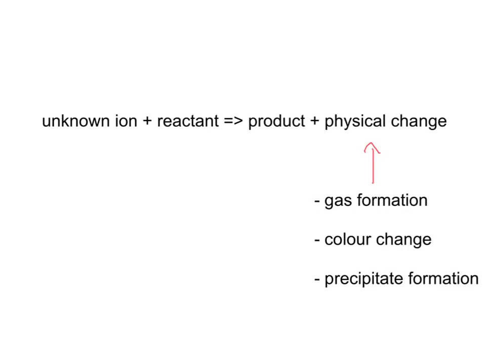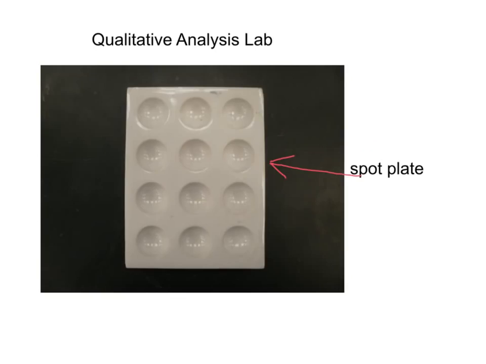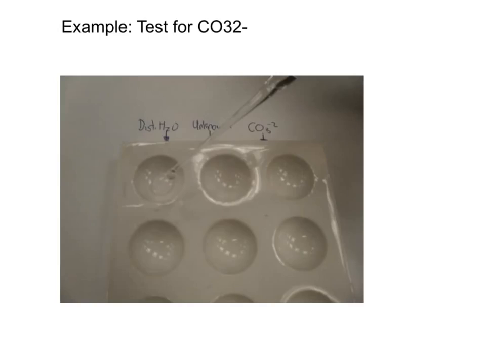To identify an unknown ion, we work with selected reactions that produce observable physical change. That could be formation of a gas, color change, or the formation of a precipitate. To produce as little chemical waste as possible, we carry these reactions out on a spot plate. For each test, we use one of the rows of the 3 depressions or spots.